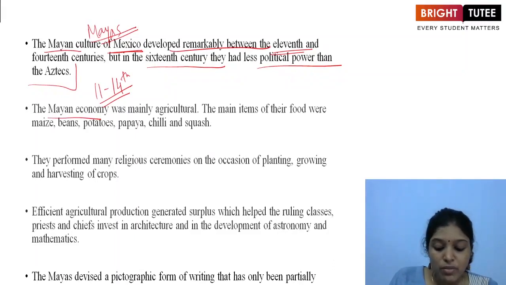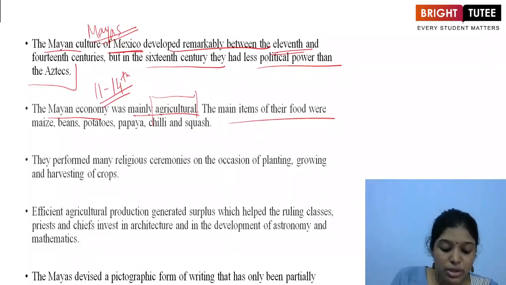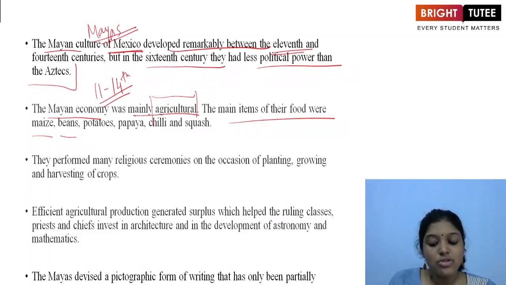And the Mayan economy was mainly agriculture. So here the base is agricultural for the Mayans too. And the main items of their food were maize, beans, potatoes, papaya, chili, and squash. So these were the staple food items grown there. And they performed many religious ceremonies on the occasion of planting, growing, and harvesting of crops. So these agricultural activities were considered very sacred, and religious ceremonies were performed during all these occasions.